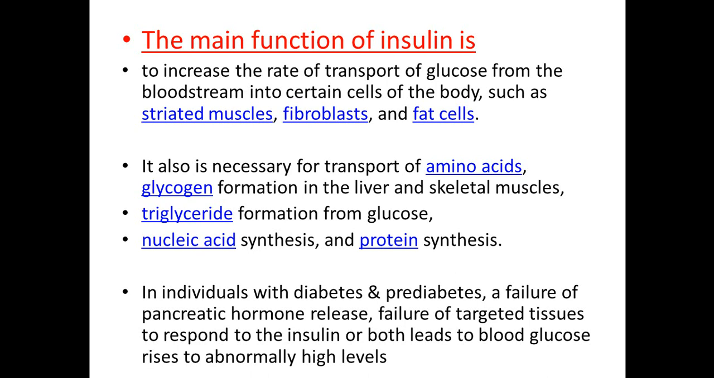And also triglyceride formation from glucose, nucleic acid synthesis, and protein synthesis. In individuals with diabetes and pre-diabetes, there is a failure of pancreatic hormone release, a failure of target cells to respond to insulin, or both, which leads to blood glucose rising to abnormally high levels. So if there is a defect in insulin, it will increase the level of glucose in the whole blood, and this will affect the function of the peripheral tissues.